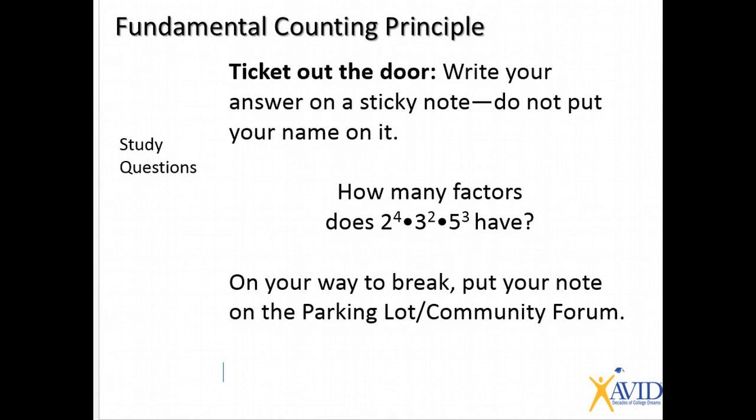So on a sticky note, we tell our students to write out the answer to this question: How many factors does 2 to the 4th times 3 to the 2nd times 5 to the 3rd have? They don't have to put their name on the sticky note. We just want to see how many of our students in our class really understood. And then on their way to the next class, they could leave it on a parking lot or a community forum or at the back of the class.